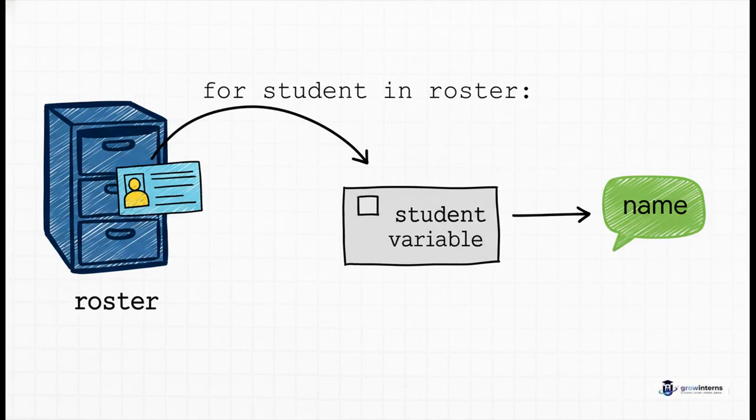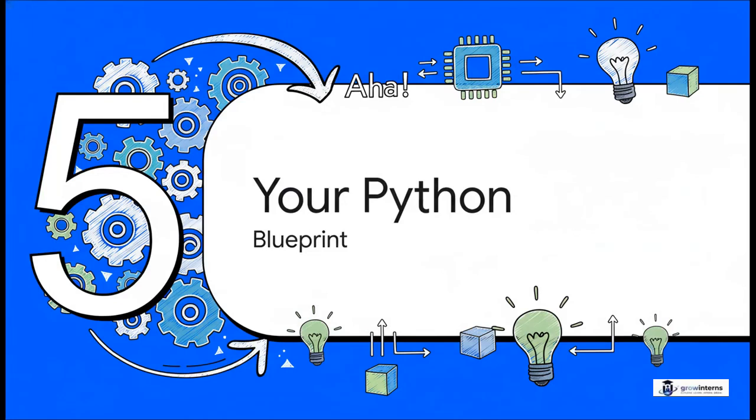And here's the code in action. That first line, for student in roster, tells Python to look inside our roster list. For each dictionary it finds, it'll temporarily name it student. Then, the indented code below runs, using that student variable to access the name key and print out just the student's name. We've now covered all the core components, so let's put them all together and see our complete system. This is where everything just clicks into place.